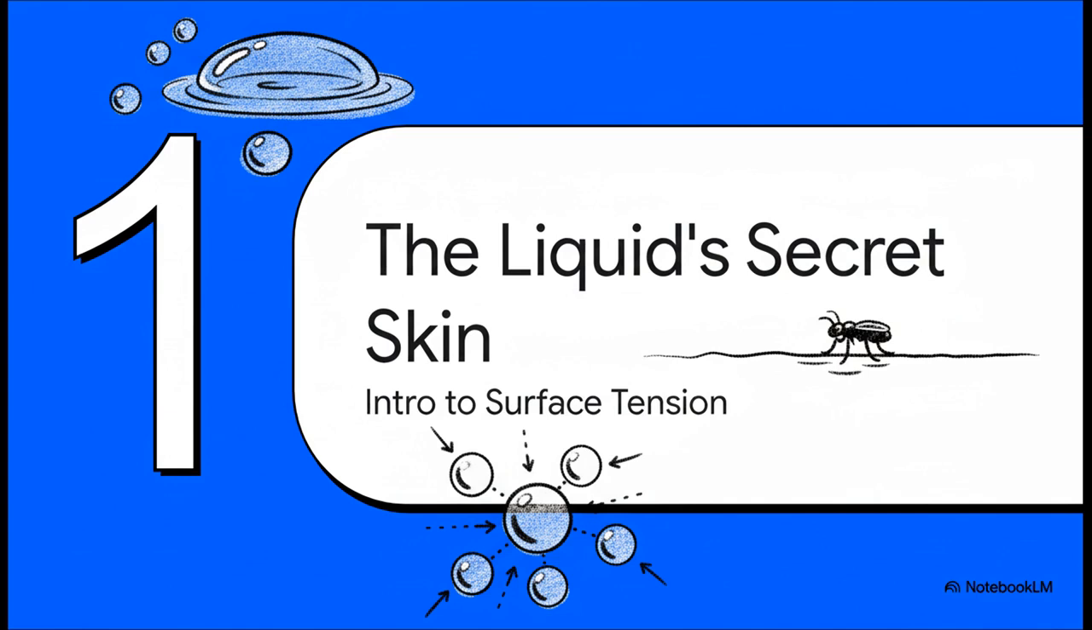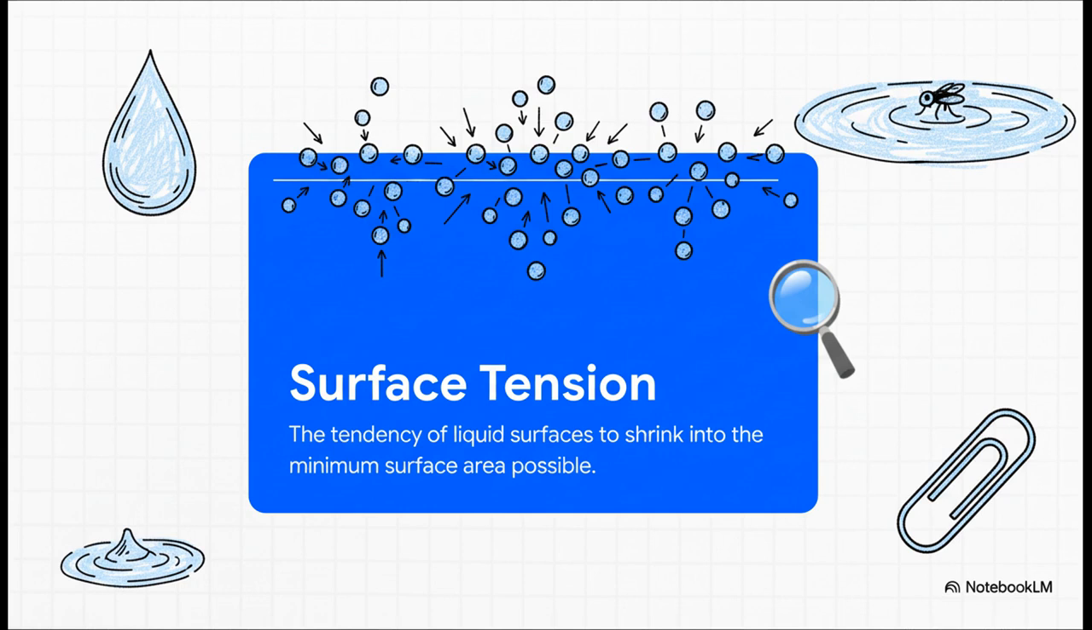Okay, our first stop is surface tension. The best way to think about it is like a liquid's secret skin, a super thin, elastic layer that lets it pull off some pretty amazing tricks, like forming those perfect little water droplets. So what's actually making this happen? It really all comes down to a tiny game of molecular tug-of-war.